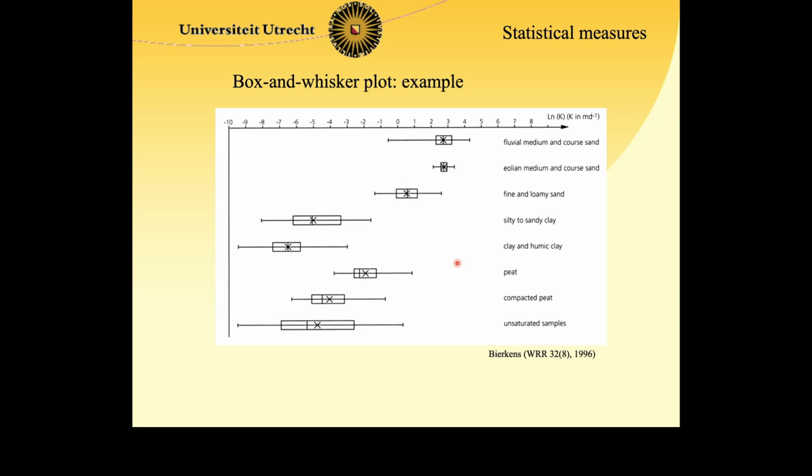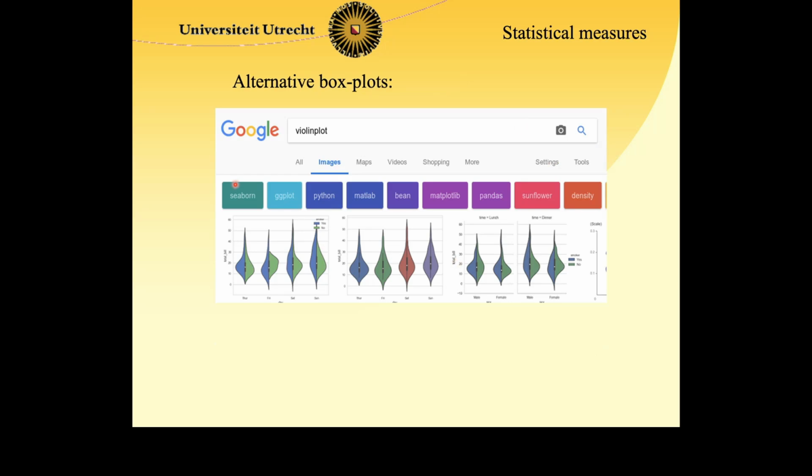Now, of course, box plots are one way of comparing distributions. There are many other ways, and one that's particularly popular these days are these so-called violin plots, and you can find them in all these different types of software that can make these plots.